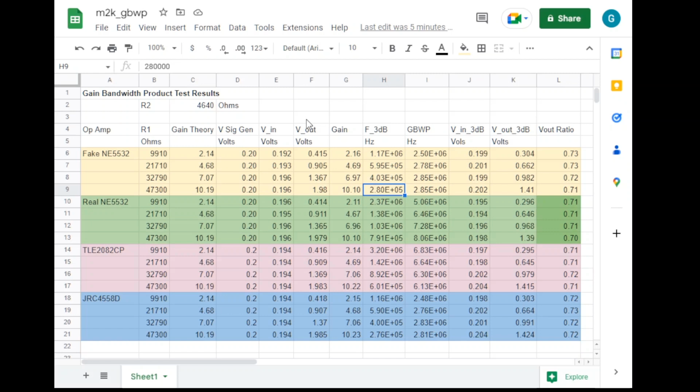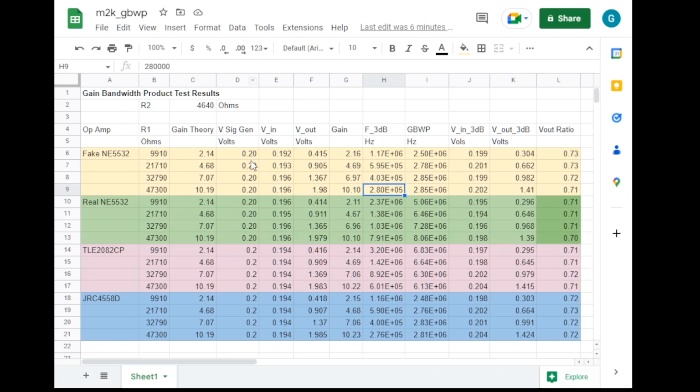I've done lots of runs with 4 different op amps: the NE5532 from the kit, the NE5532 that I bought from Mouser, and also a JRC 4558D from the same kit as this NE5532, and finally a TLE2082CP that I bought from Mouser. That's a more expensive, higher performance op amp.